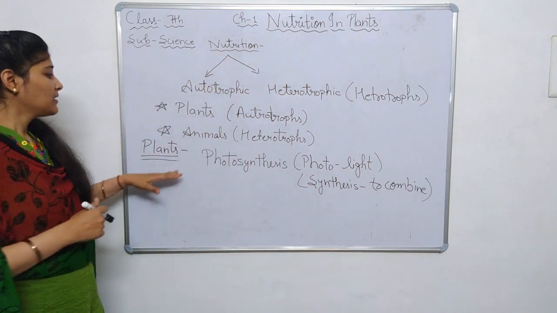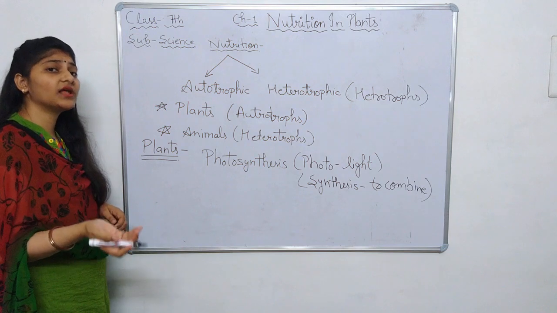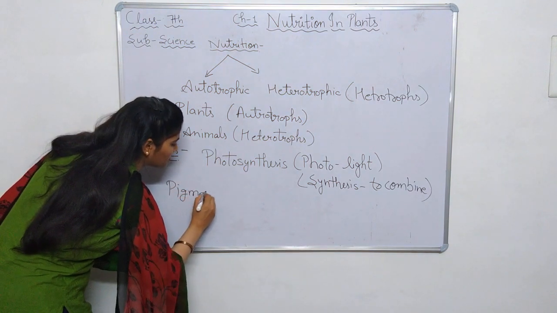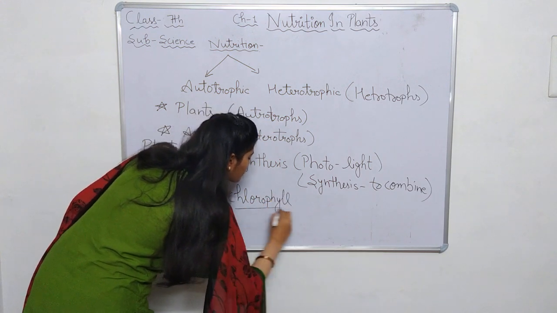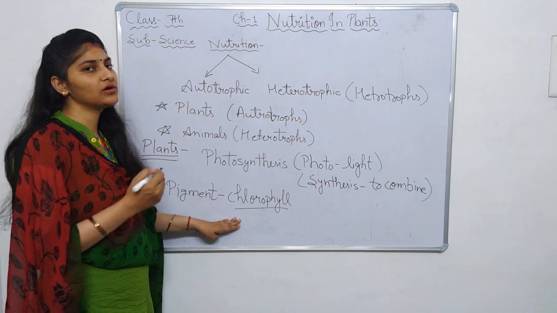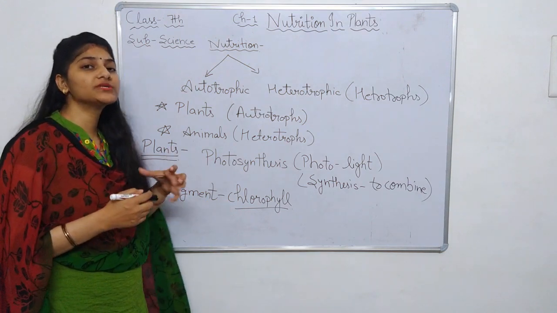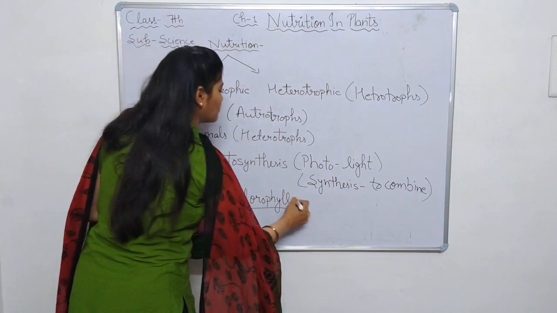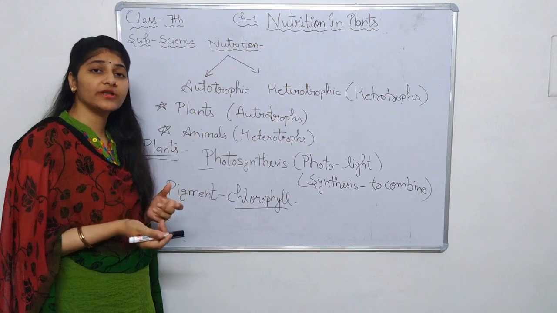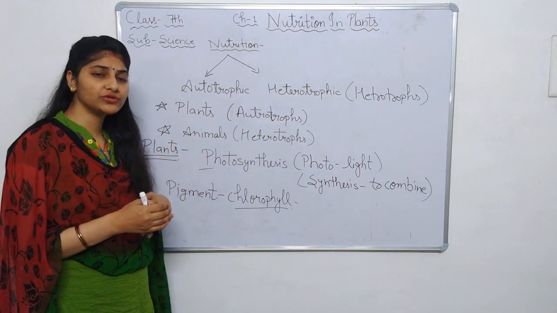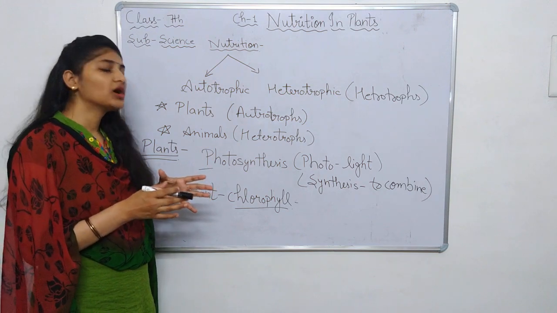In this process, as you know, plants have leaves which are green in color. So why are these leaves green in color? There is a pigment called chlorophyll. Because of this, they have the ability to absorb the sunlight. Now, if we look at the process of photosynthesis, the plants use sunlight as a source of energy, water and nitrogen from the soil, and carbon dioxide from air. They use these things to make their food.